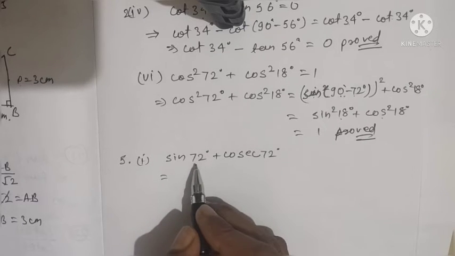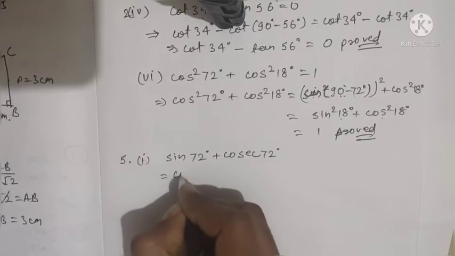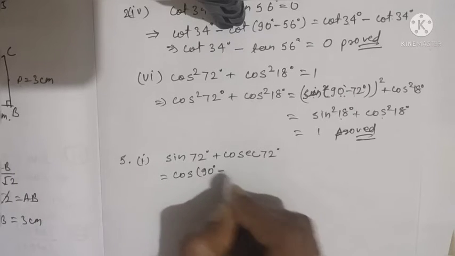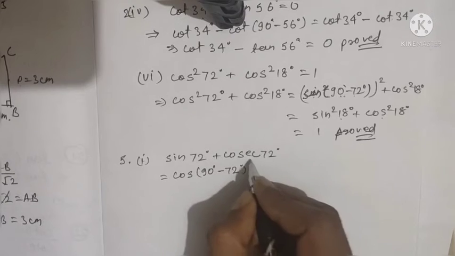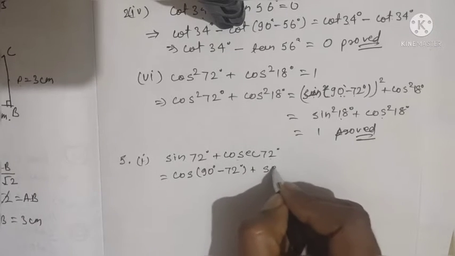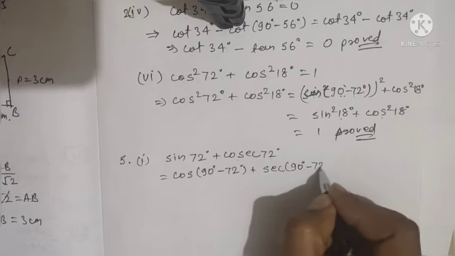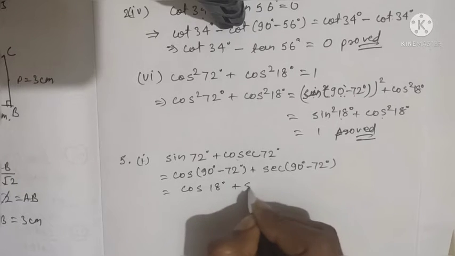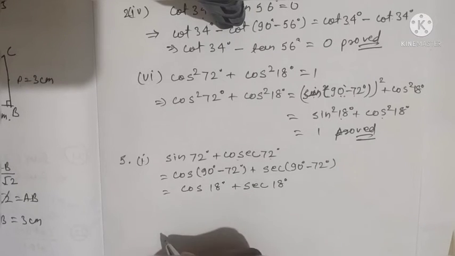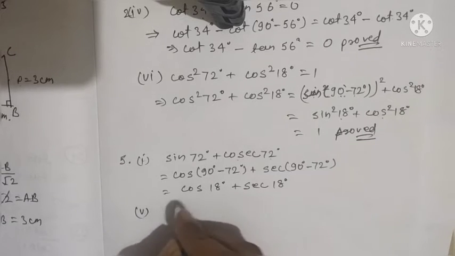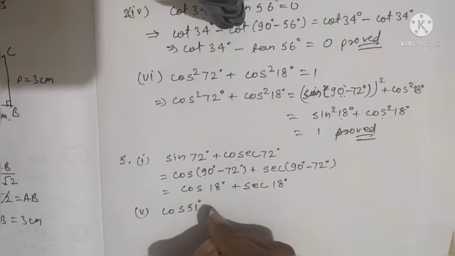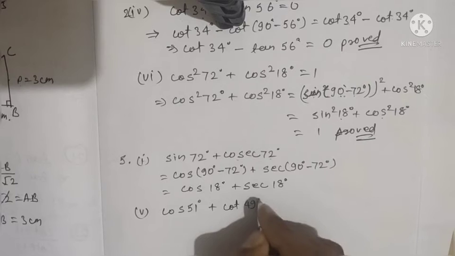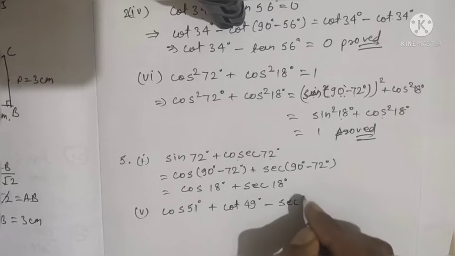Now here it is 72 degree, so we have to convert this, and as we know that sin theta is equal to cos (90 degree minus theta), so it will be cos (90 degree minus 72 degree). Similarly, in this case it will be sec (90 degree minus 72 degree), which is equal to cos 18 degree plus sec 18 degree. Simple. Take one more question, that is question number 5. Question number 5 is cos 51 degree plus cot 49 degree minus sec 47 degree.